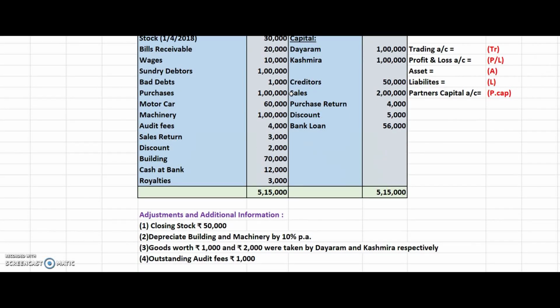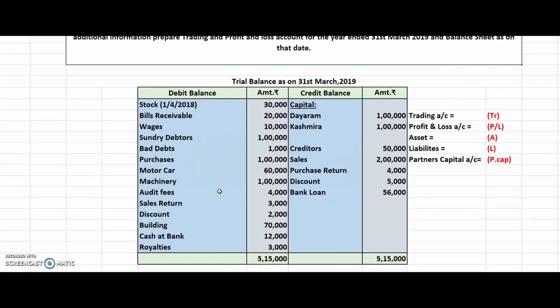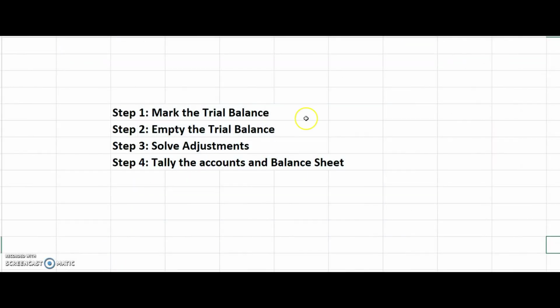After trial balance, what you get is adjustments. In this sum, like I've said, we have taken very simple adjustments. There are 4 of them. We will be coming to them in some amount of time. Before we go ahead, let me clarify this. There are 4 steps whenever you are starting a final account sum.